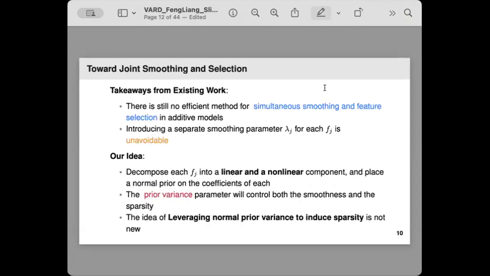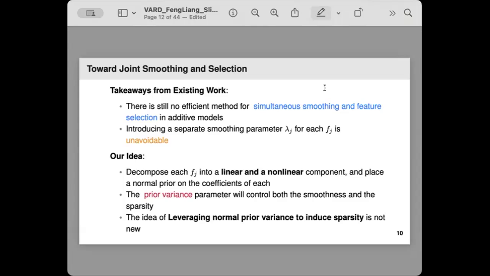So let me summarize what we have learned from reviewing prior work. First, there's still no efficient method that jointly handles both smoothing and feature selection in additive models. Second, it is clear that we cannot avoid introducing a separate smoothing parameter lambda j for each fj. Learning those individual smoothing parameters is crucial, not just for estimation, but also for effective feature selection.